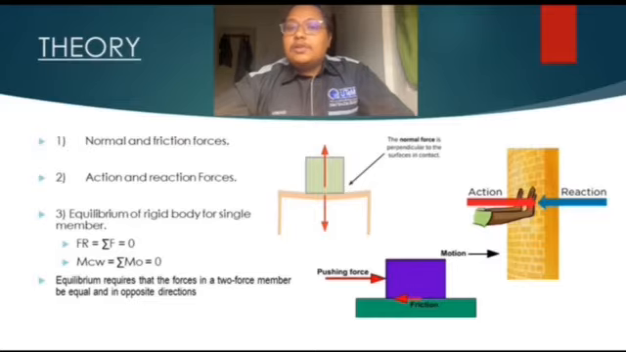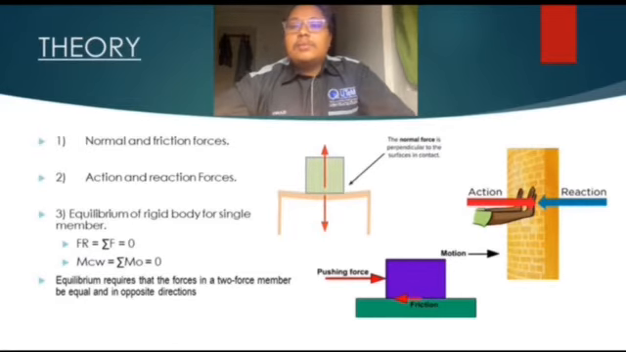The second related theory is action and reaction forces. Action force is a force acting in one direction. Reaction force is the force acting in the opposite direction. For every action there is an equal and opposite reaction. Whenever one body exerts a force on a second body, the second body exerts a force back on the first that is equal in magnitude and opposite in direction. For example, one body exerts a force of 10 Newton on the wall, and the wall will exert the same amount of force on the body, which is 10 Newton.